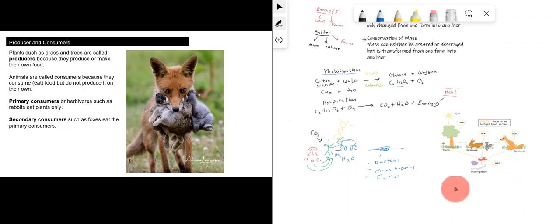So now what we want to think about are the different types inside the ecosystem. We can start to split up the different groups that we have inside the ecosystem. The first groups, if you like, are what are called producers and consumers. Plants such as grass and trees are called producers because they produce or make their own food.